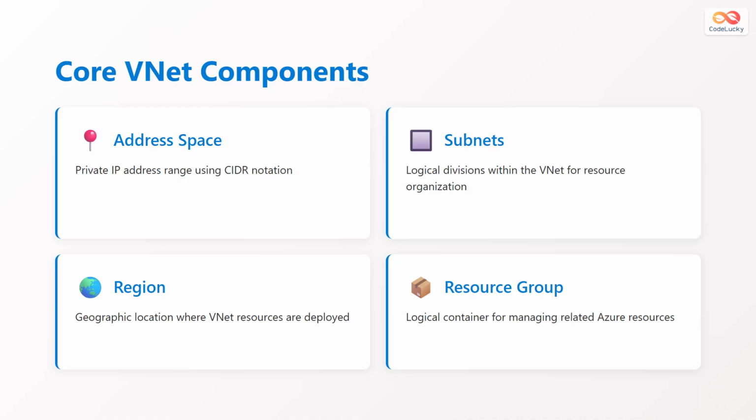Every virtual network consists of four core components. The address space defines the private IP address range for your network using CIDR notation. Subnets are logical divisions within the VNet that help you organize resources efficiently. The region specifies the geographic location where your VNet resources are deployed, such as East US or West Europe. Finally, the resource group acts as a logical container for managing all related Azure resources together. Understanding these components is essential for designing effective network architectures in Azure.